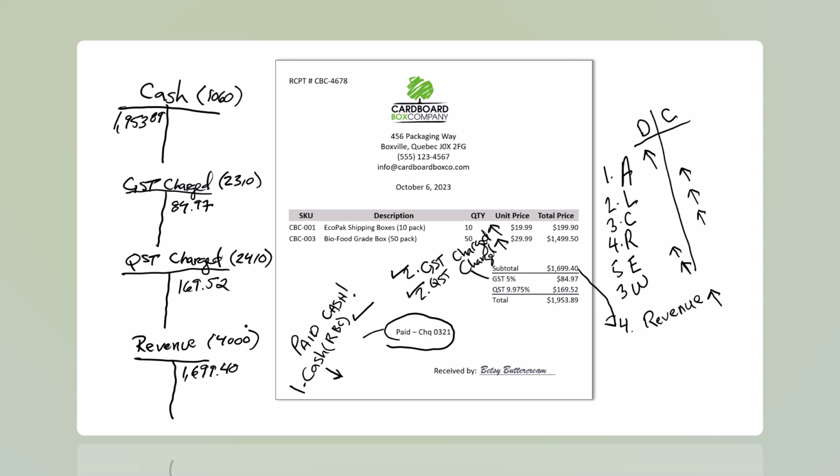And that's it, we're pretty much done. That's how we're going to enter a cash sale. The next step would be our date and getting to the general journal entries.